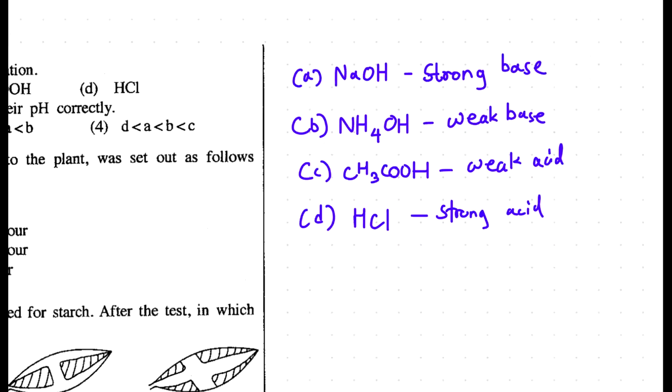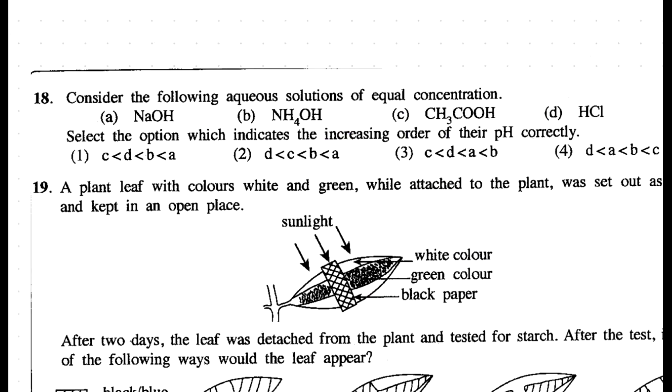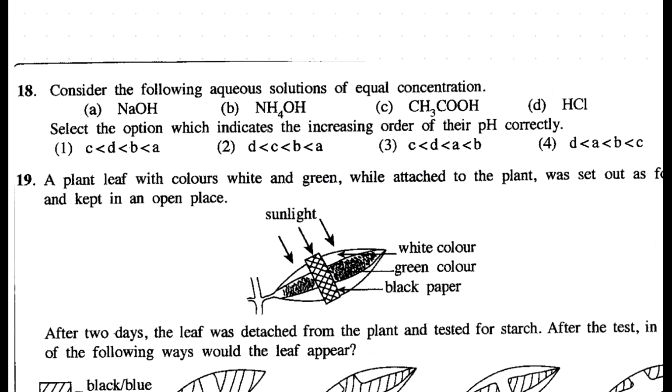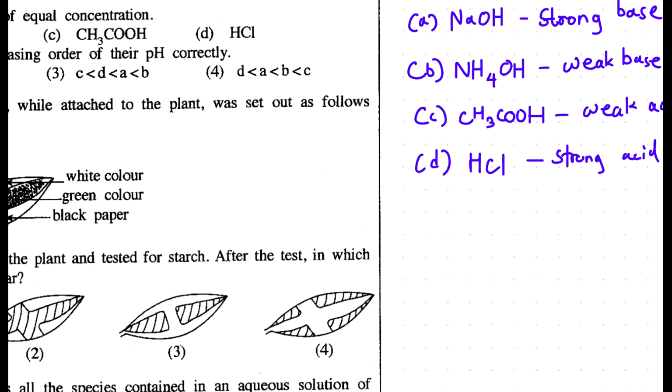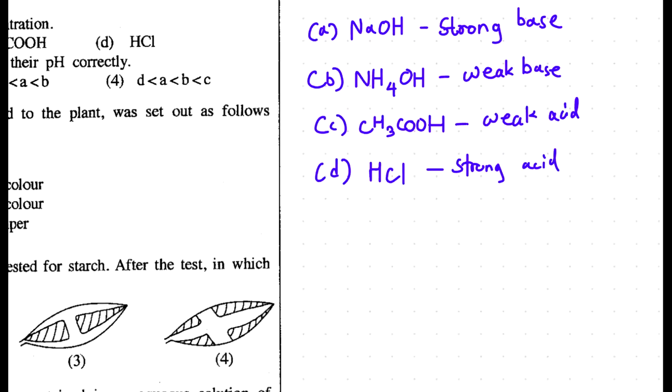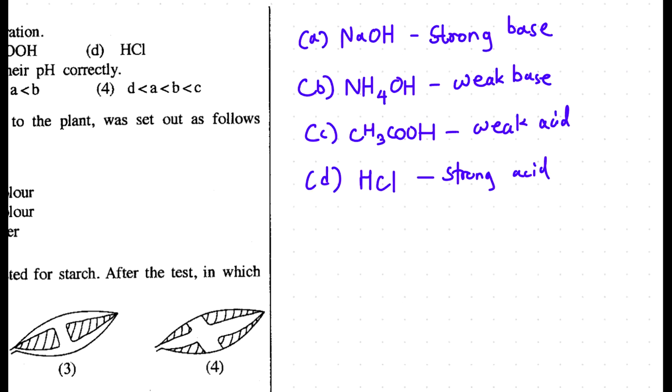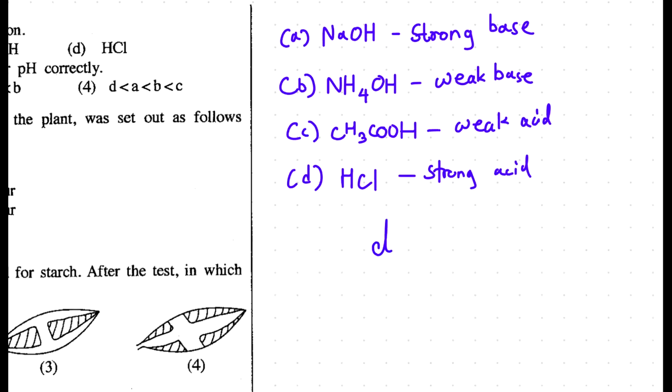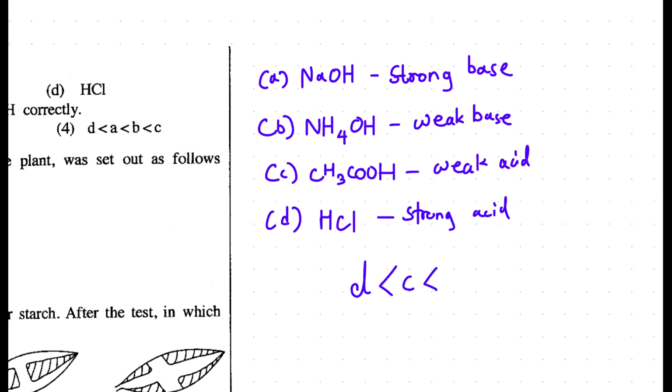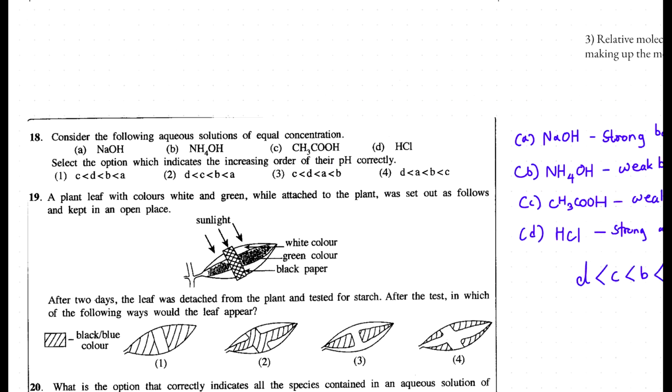Increasing order of pH, or ascending order of pH, means from the lowest pH to the highest. The pH is lowest for the one with the most acidic nature. The more acidic a substance is, the lower its pH. So the strong acid has the lowest pH, then the weak acid. Among bases, the stronger the base, the higher the pH. The weak base has a comparatively lower pH, and then the strong base has the highest pH. So the answer should be DCBA. So that is the second one.